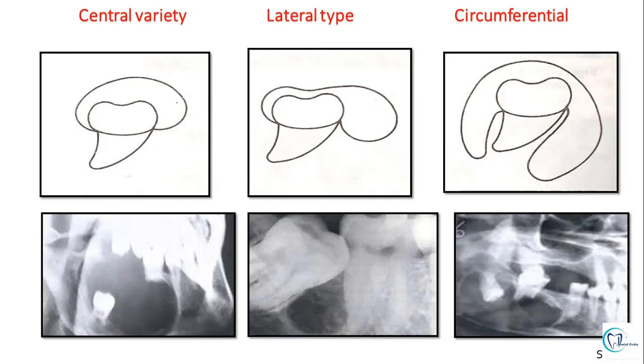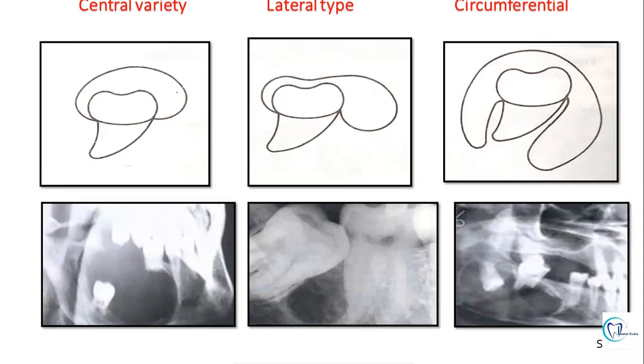In the lateral variety, because of the dilatation of the follicle, it is usually seen in cases of impacted mandibular third molar, in which one aspect is exposed into the oral cavity, as you can appreciate in the radiographic presentation. The third presentation is the circumferential variety, in which the follicle expands and the tooth is found to be enclosed within the cystic lumen. So in all three radiographs, you can appreciate the three radiographic presentations of dentigerous cyst.